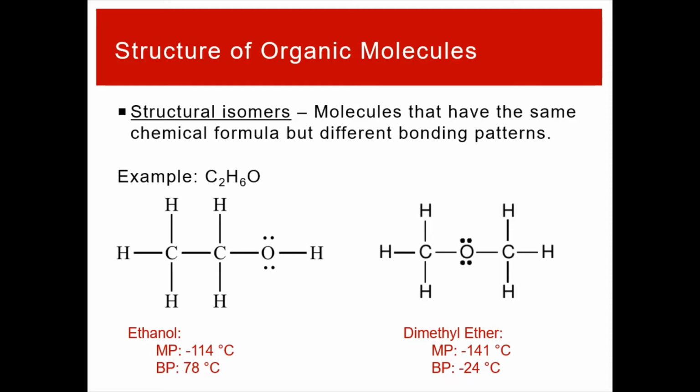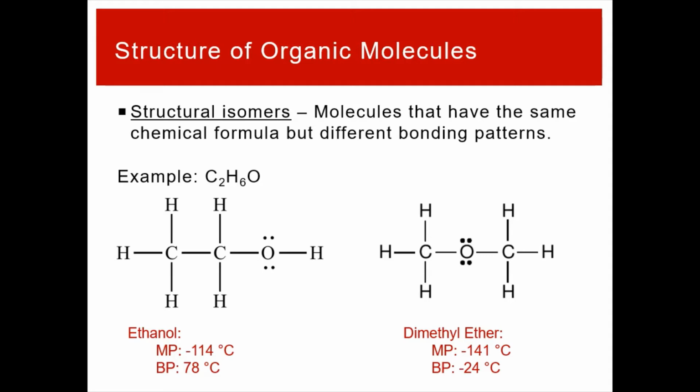So one of the issues that comes with the variety and flexibility of organic molecules is the problem of structural isomers. These are molecules that have the exact same chemical formula, but different bonding patterns. For example, C2H6O, molecules containing 2 carbons, 6 hydrogens, and 1 oxygen, you can either have ethanol or you can have dimethyl ether. These have the exact same chemical formula because they have the exact same numbers and types of atoms, but they're arranged differently.